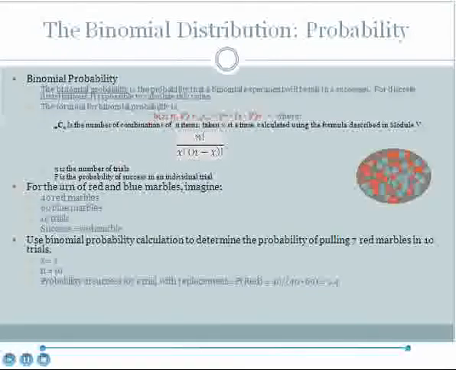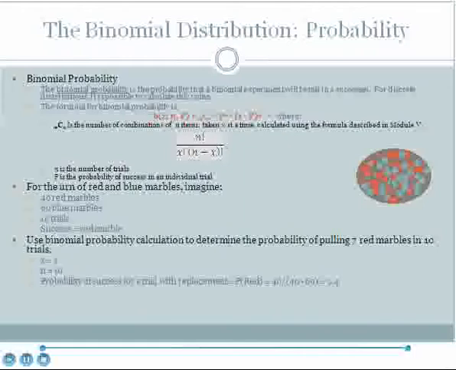Let's look at an example. Again, we'll return to our urn of 40 red marbles, 60 blue marbles, and our experiment of 10 trials with the success being equivalent to having a red marble. Let's use the binomial probability formula to determine the probability of pulling 7 red marbles in 10 trials.